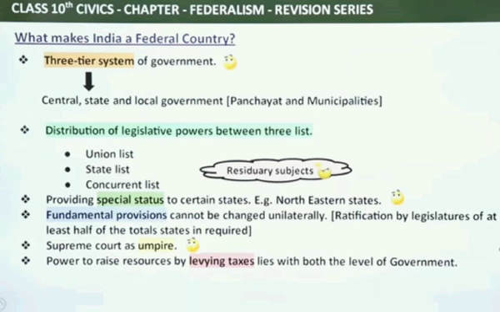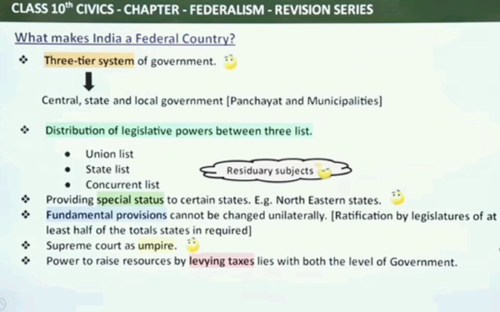It has a three-tier system of government: central, state and local government, that is panchayat and municipality included. Distribution of legislative powers between three lists: union list, state list, concurrent list. Providing special status to certain states, for example northeastern states: Mizoram, Manipur, Nagaland.